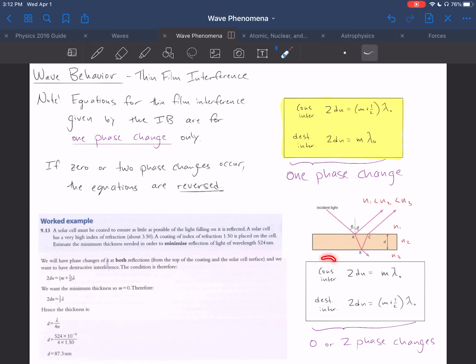So the constructive interference occurs for a situation with 0 or 2 phase changes where 2dn is an integer number of the original wavelength. And destructive interference occurs at the case where 2dn is equal to a half integer number of wavelengths.